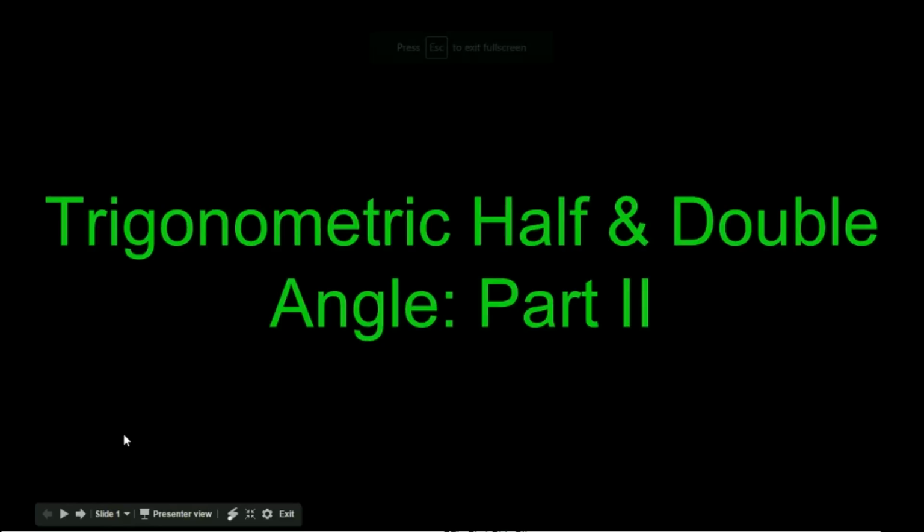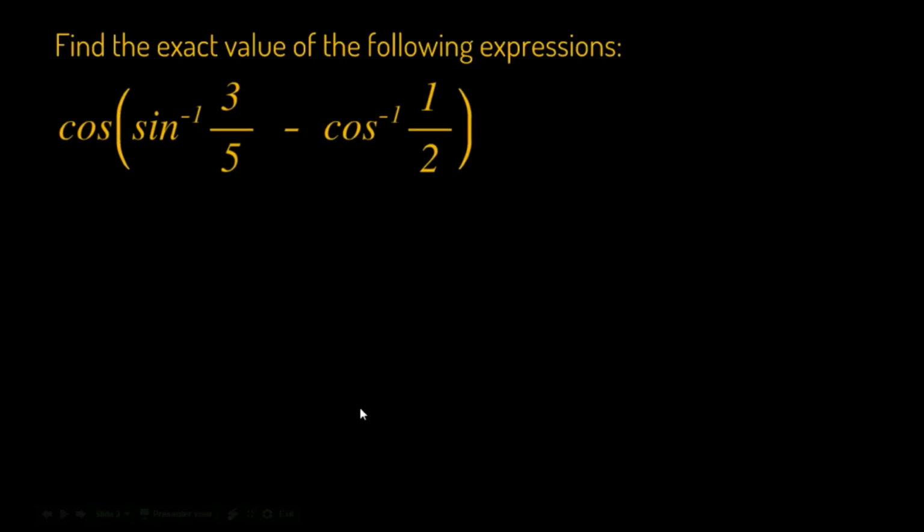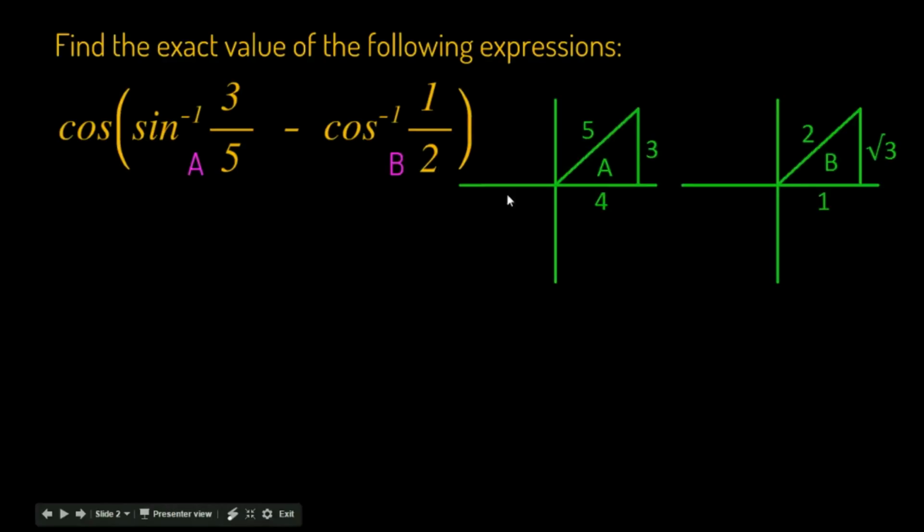Okay, we're going to work with some trigonometric half and double angles. Our first problem here, we have an inverse sine and an inverse cosine, and when we're working with inverse functions, we're putting in a value and we're getting out angles. So we can imagine these to be angle A and angle B. Now these are both positive, so our corresponding triangles are going to be in the first quadrant and they're going to look like this.